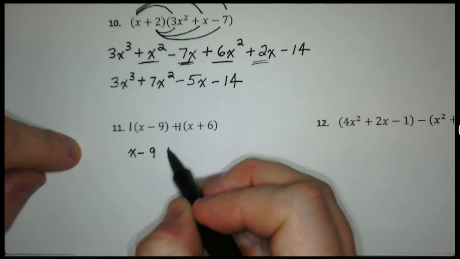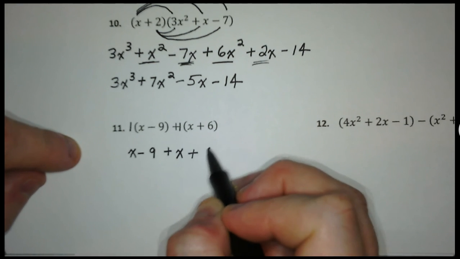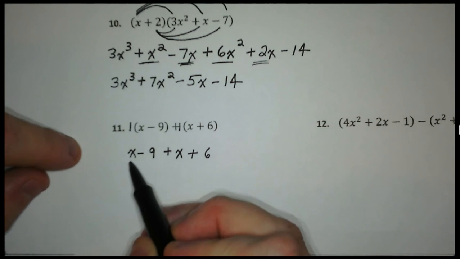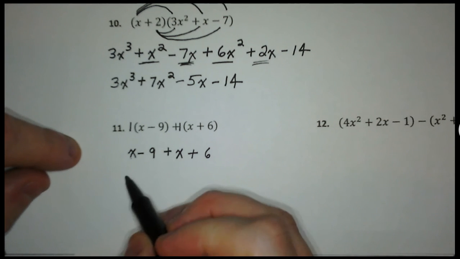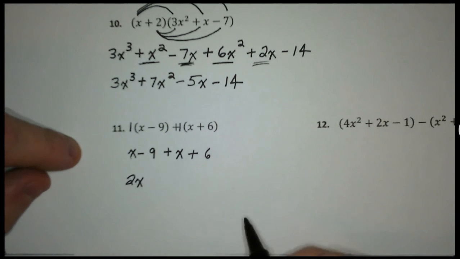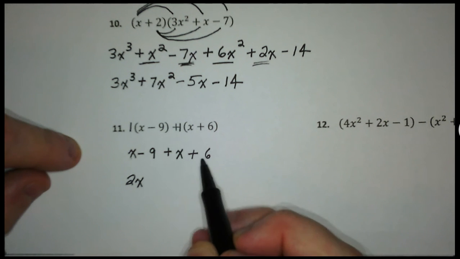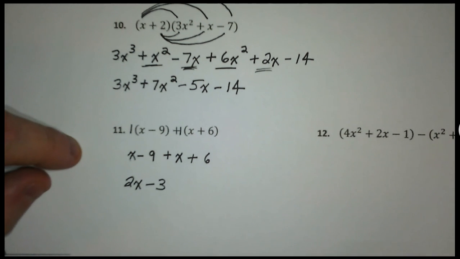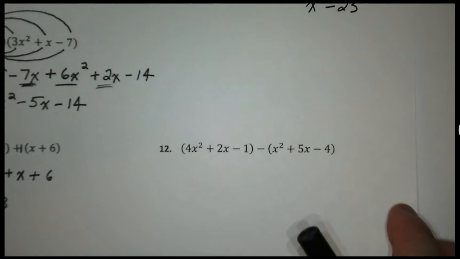But really, the bubbles just kind of drop. And all you got to do is combine like terms. X plus x is 2x. And then negative 9 plus 6 is negative 3. And that's the answer. That's it. Number 12 is similar but different.